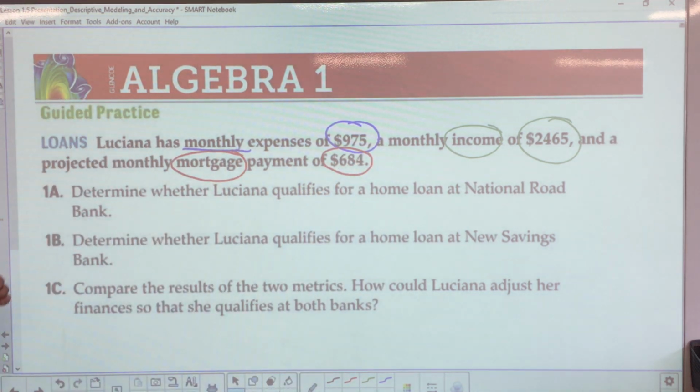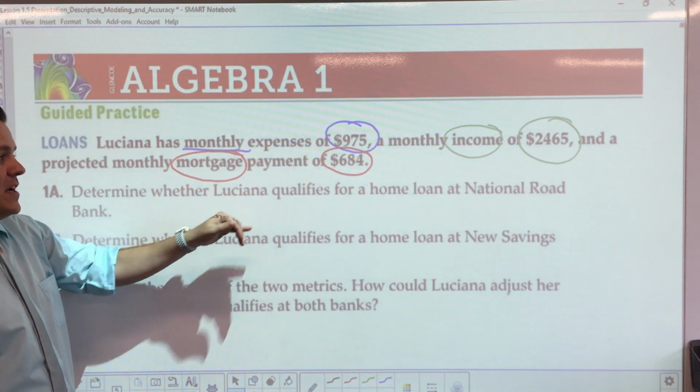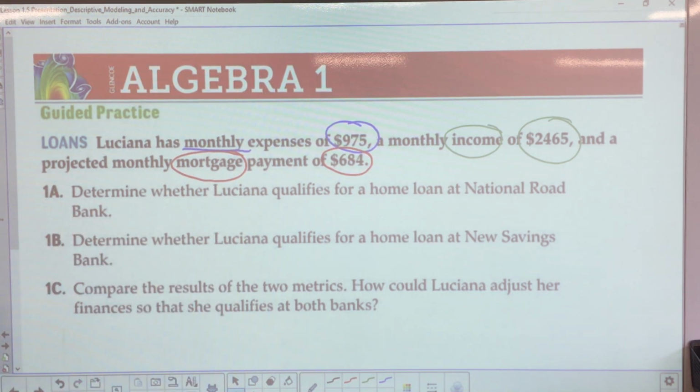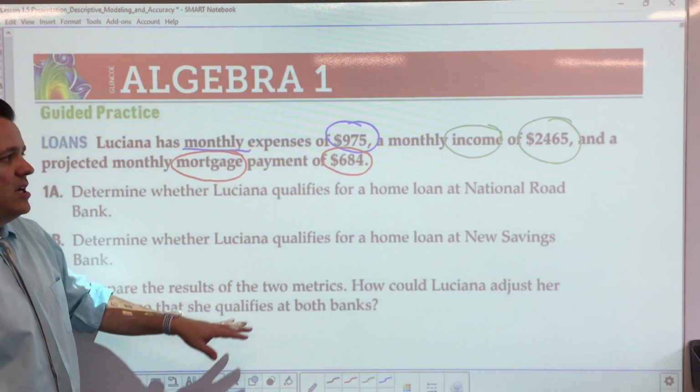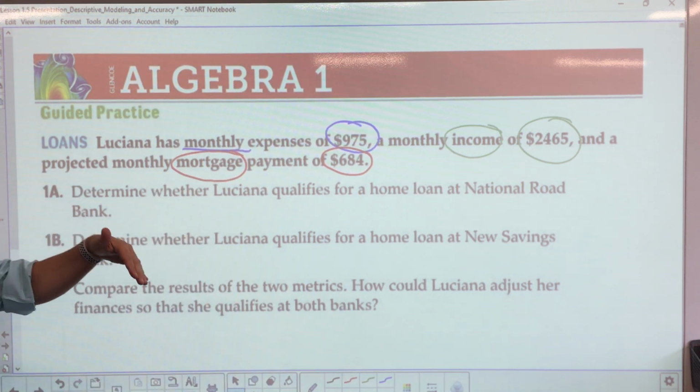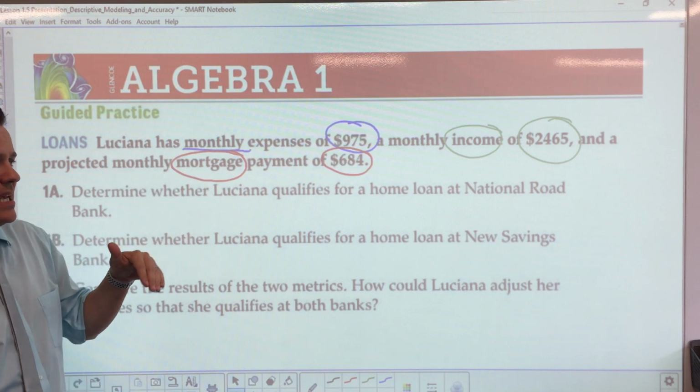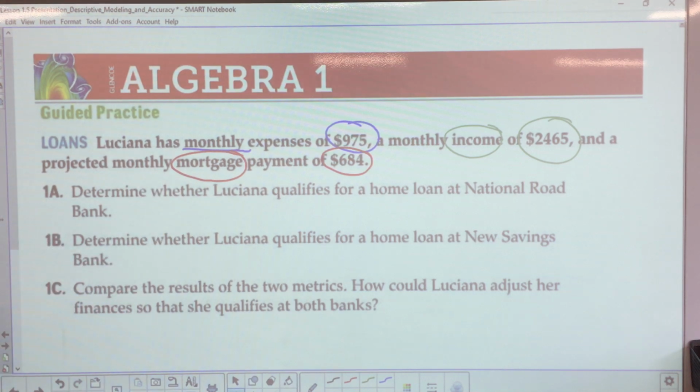What you want to do now is determine from the same people whether Luciana qualifies for a home loan at National Road Bank and New Savings Bank, and compare the two matrices. What I want you to do is look at the example above, use the same principles, and we'll go from there.